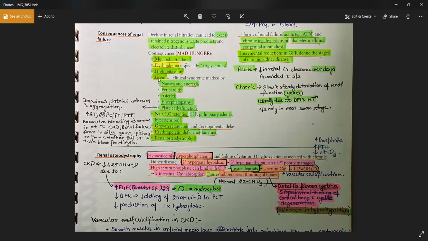Because of this uremia, patient will have nausea, anorexia, pericarditis. If you guys go back to the CVS, pericarditis can also happen. Okay, and tamponade can also happen because of this uremia. Asterixis happens because of this hyperammonemia. BUN levels are getting raised. Hyperammonemia is happening. Patient will have asterixis also. Encephalopathy because of the hyperammonemia can also happen.